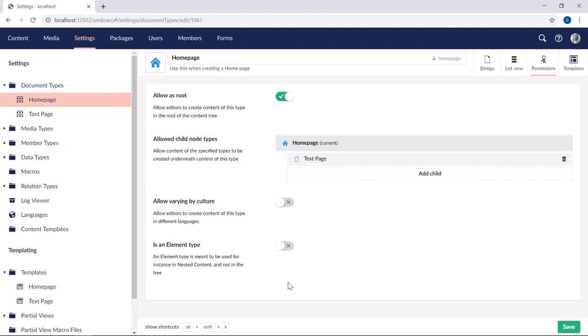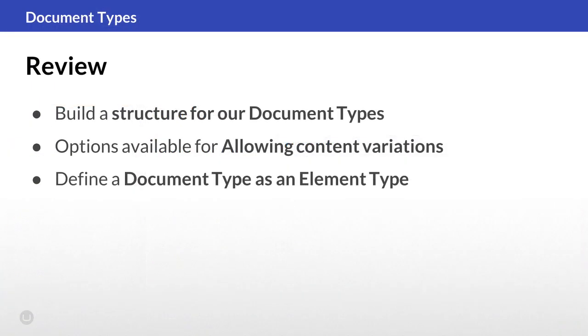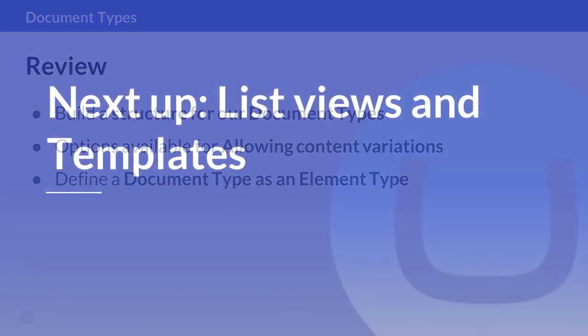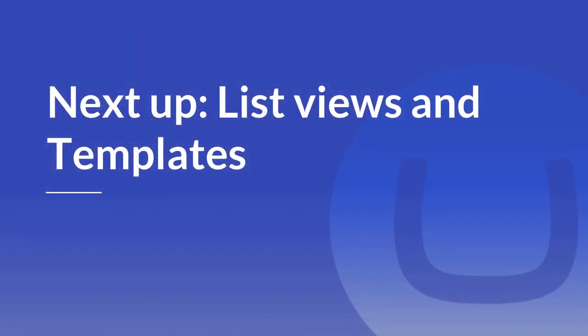Before we move on to the next video, let's do a quick review. We use the permissions menu on your document types to build a structure for our document types and content nodes, and deciding which content types should be allowed at the root of our website. We briefly talked about the options available for allowing content variations based on language, and how to define document types as element types to be used in nested content. In the next chapter, we'll be extending even more on our website when we talk about list views and template menus. See you there.